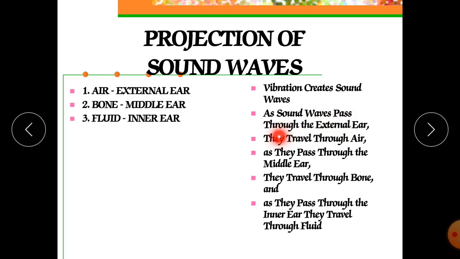The sound waves pass through the external ear, and as they pass the tympanic membrane, they pass to the middle ear. The central area of the tympanic membrane connects to the malleus, which is part of the middle ear. So the malleus vibrates along with the tympanic membrane.